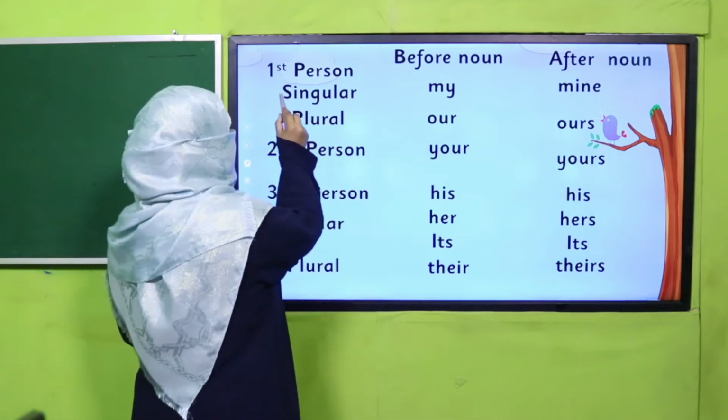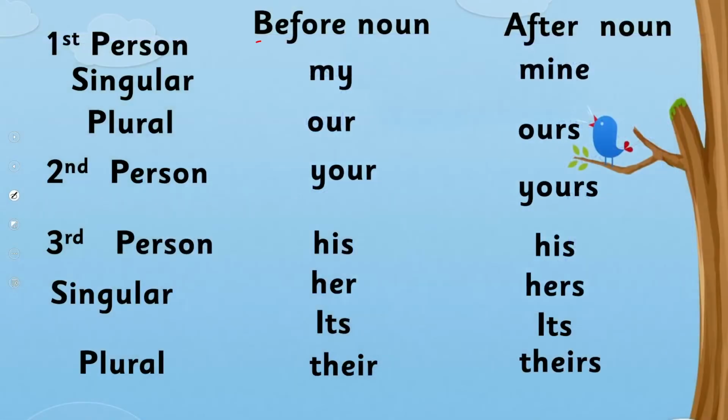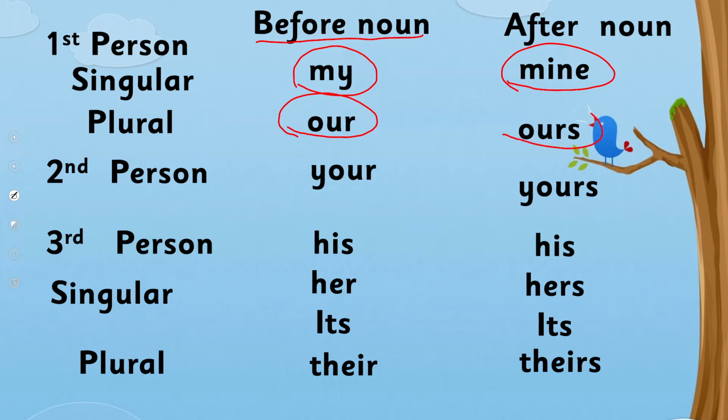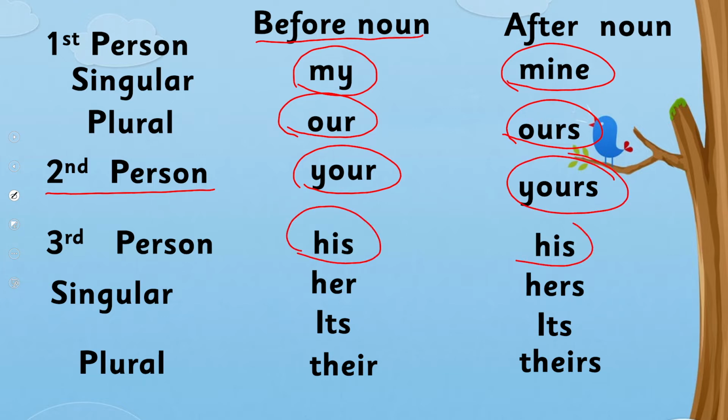If it's first person singular, before the noun I will write my, and after the noun it's mine. Before the noun our, and after the noun ours. Before the noun your, and after the noun yours. His remains his, before and after the noun, it doesn't change. Her and hers. It and its.